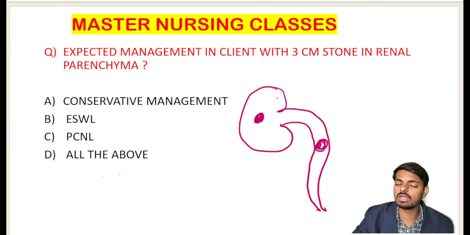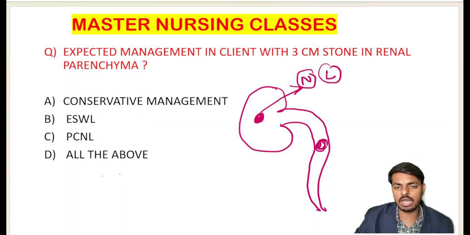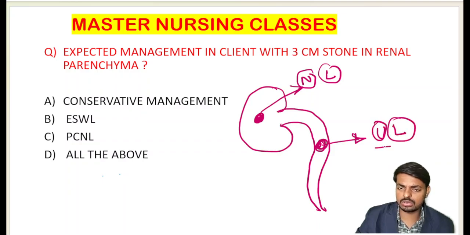we call nephrolithiasis. Nephro stands for the kidney, and lithiasis stands for the stone. And urolithiasis means uro stands for the ureter, and lithiasis stands for the stone. So the stone is present inside the ureter, we call that urolithiasis. Very important. Keep in your mind.